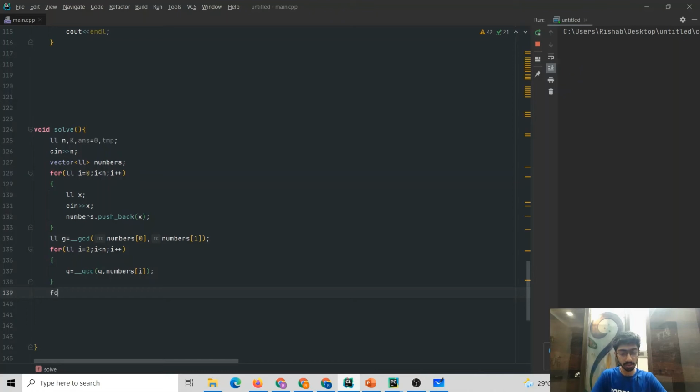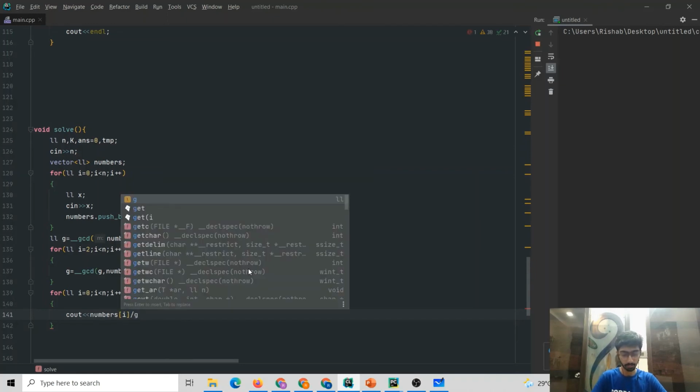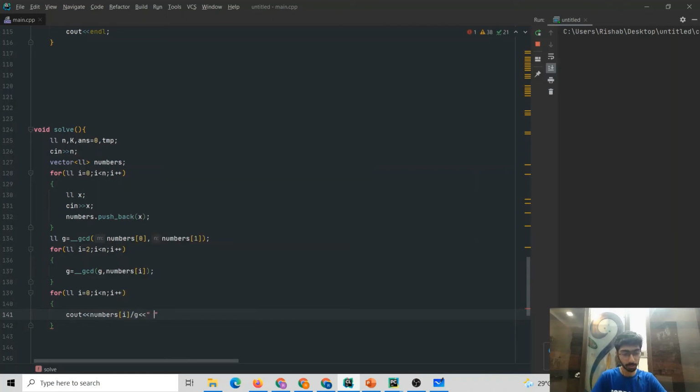Now what we can do is we can iterate through the entire array again. And since we have to print the entire array, what we can do is we can do a cout numbers of I by this GCD. Since the array should be space separated, I am leaving a space here. And after every test case, I have to leave a new line tag. So let us try to run this solution.